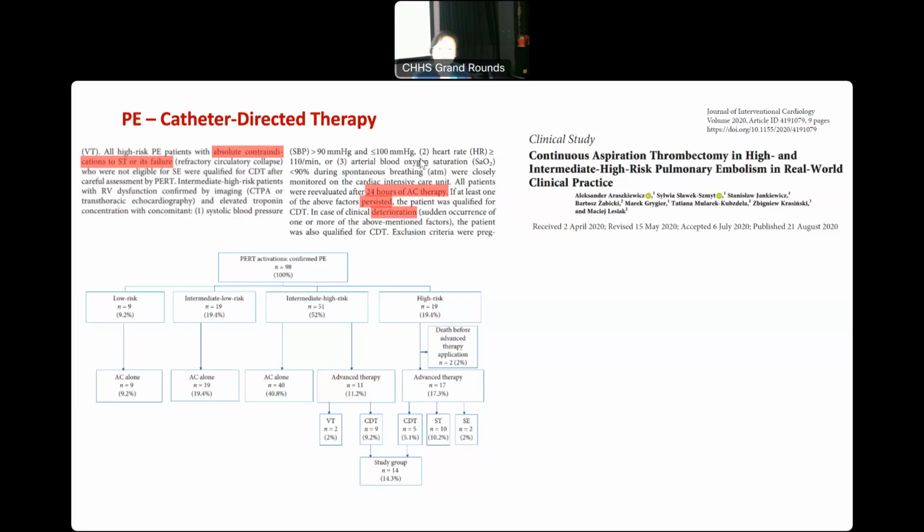We'll get many ways. What I want to show you is, in the intermediate high risk, the 51 patients, there's a 9. So roughly 9 out of 51 have gone into catheter-directed therapy. And in high risk, 5 out of 19 went to catheter-directed therapy. The message I want to take is, not every intermediate high risk patient needed catheter-directed therapy, and some of the high risk patients require catheter-directed therapy.